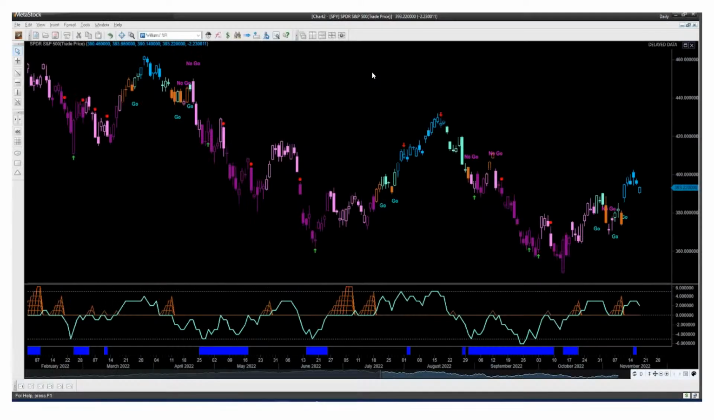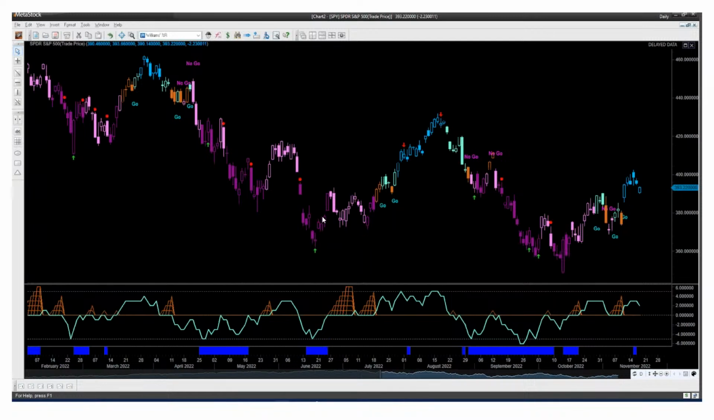Let me show you a chart that I just posted today. This is the SPY indicator. I just want to give you a little bit of an example, and then we'll go through everything that's included in the chart. So you see on these, like I said, I'll go through it. You can see the Go, No Goes on here.